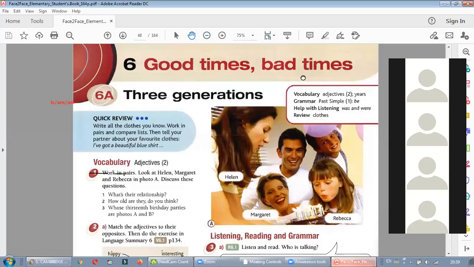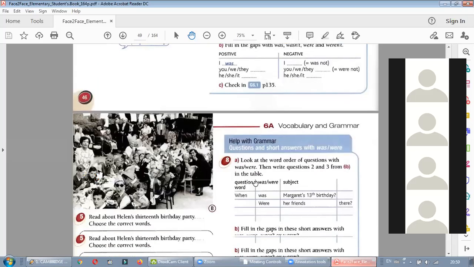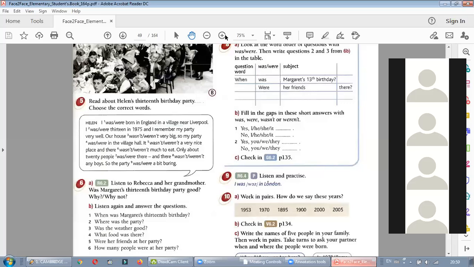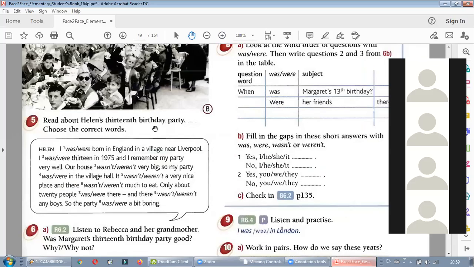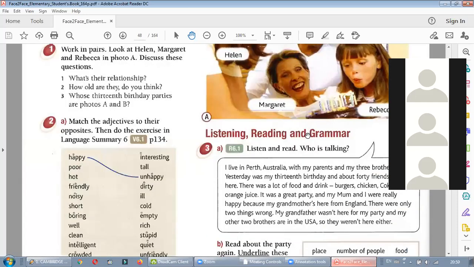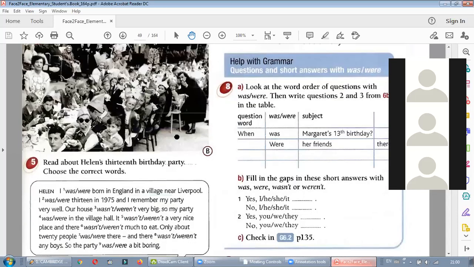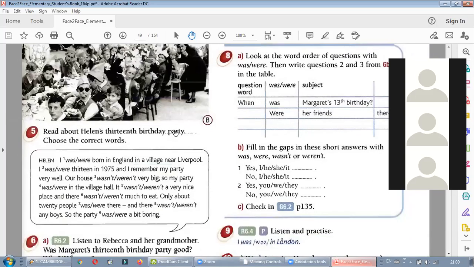All right. So we finished the grammar part. We answered was and were, wasn't and weren't. We finished this part in number 4. Let's do number 5 here. Read about Helen's birthday party and choose the correct words. So now we're going to talk about Helen. Who's Helen? Is Helen the mother or a grandmother? Okay, mother. Helen is the mother. So we are going to read here. It says, read about Helen's 13th birthday party. Choose the correct words.